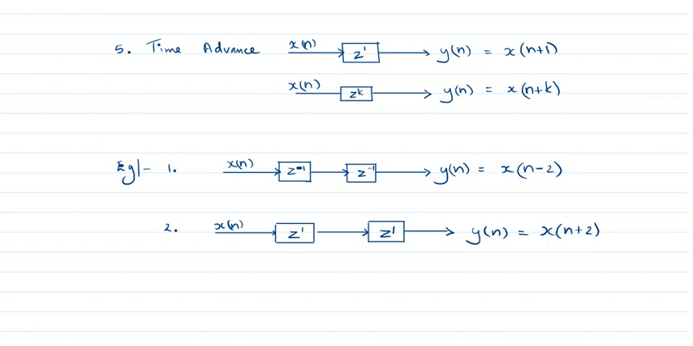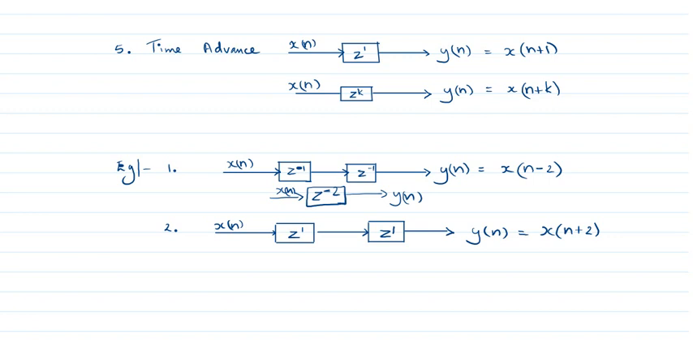Okay, here only 1 raised to 1 value is given, so it will be x of n plus 1. If x of n gives z raised to k time advance, then the output will be x of n plus k. Okay, then if you want to get 2 delay, you can give x of n input 2 different delays, z raised to minus 1, z raised to minus 1 separately, or you can give here z raised to minus 2 delay like this. Okay, only 1, and here x of n, and here you will get y of n. The answer will be same for both x of n minus 2.